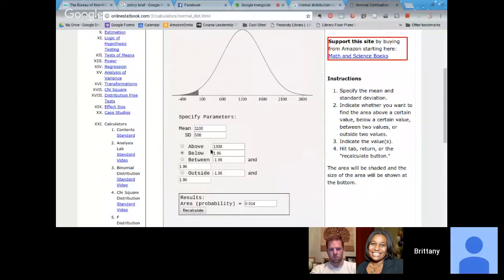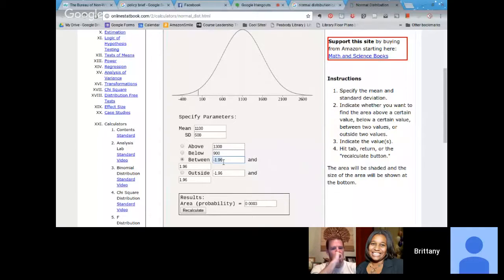Okay. If we wanted to know what percent of students scored below, say, 900, we can do that, and it updates. There we go, below 900. And I happen to pick a number that gave us a very similar probability down here. And then we can also find in between.